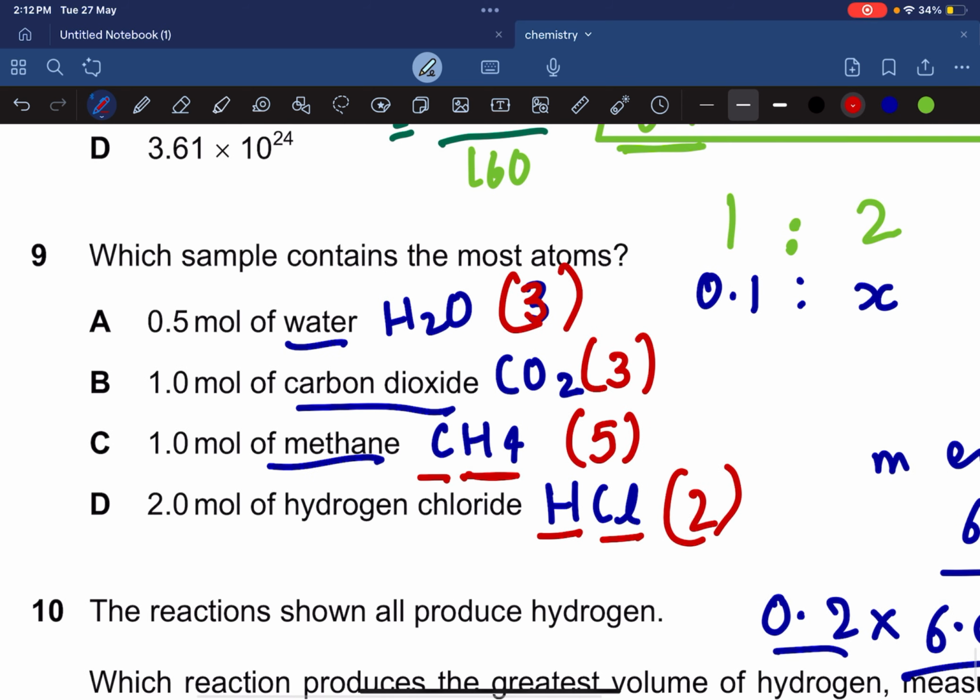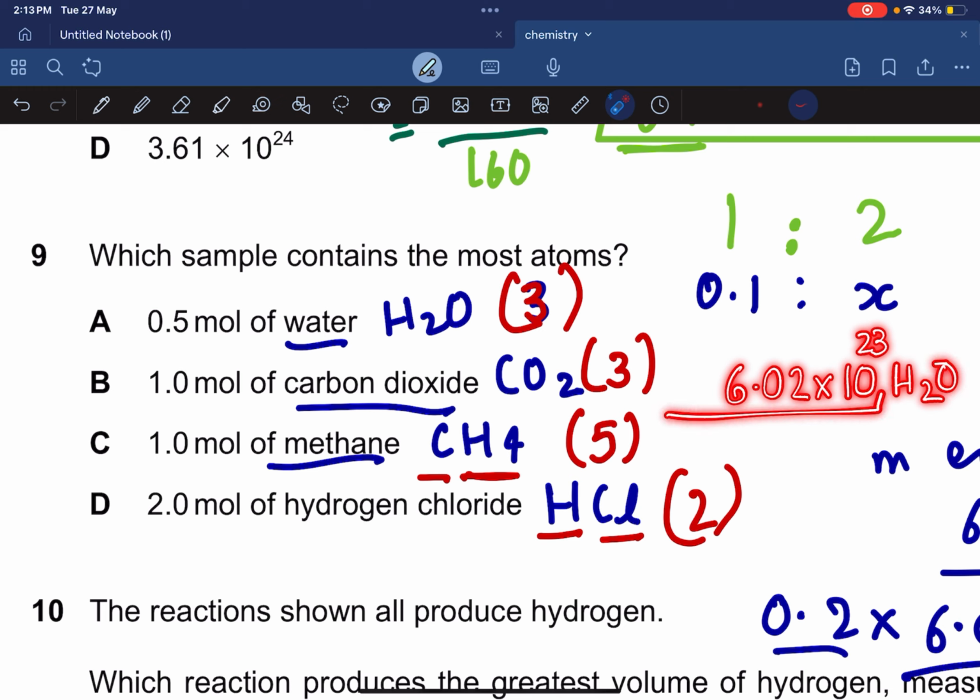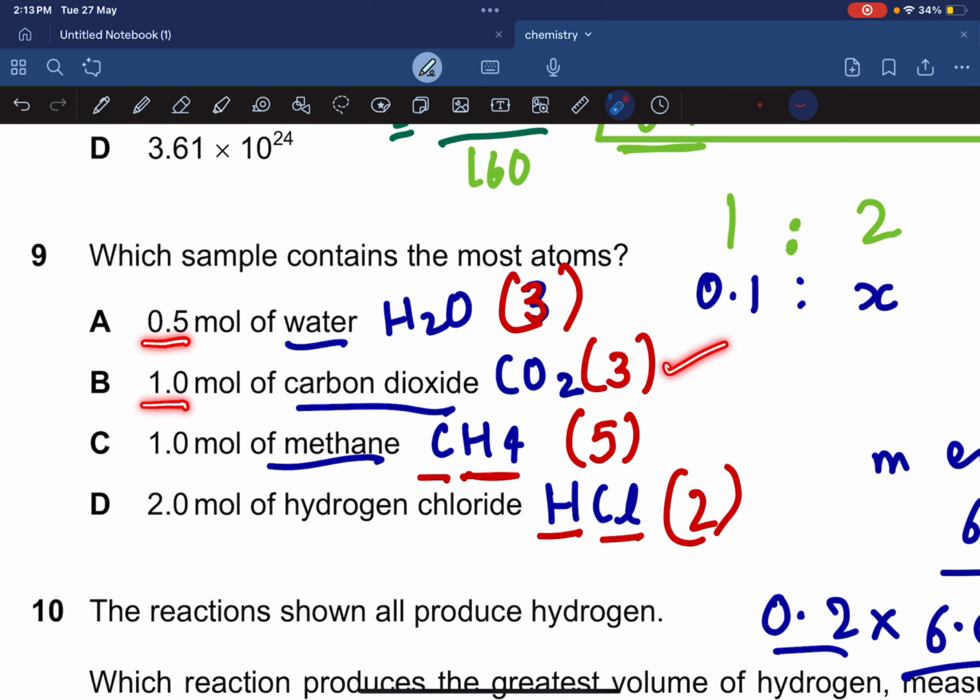Now we know that in 1 mole of water we are going to have 6.02 into 10 exponent 23 water molecules, H2O. To get the atoms, we multiply this number by 3, because there are 3 atoms in 1 molecule. Over here we have 0.5 moles, over here we have 1 mole. Obviously this is going to be greater, because 1 mole of each has an equal number of atoms, and this has 0.5 moles so it has half the atoms, and this has double. And for 2 moles of hydrogen chloride, you just multiply by 2.